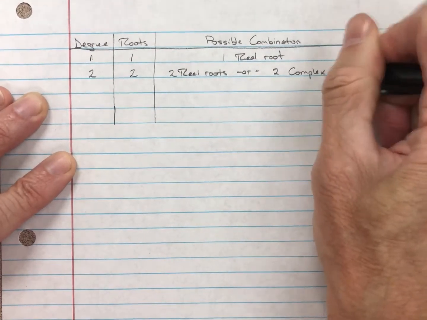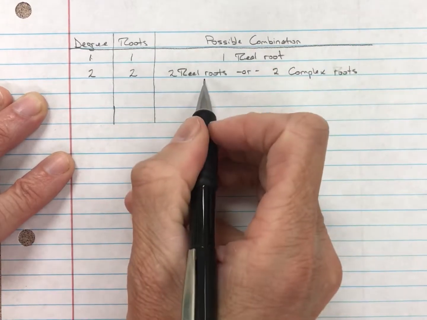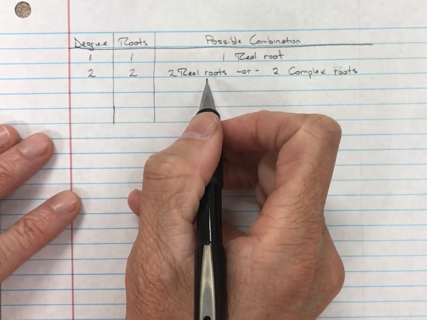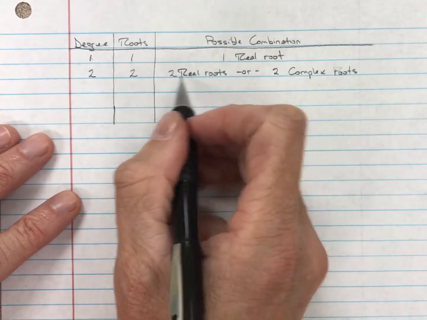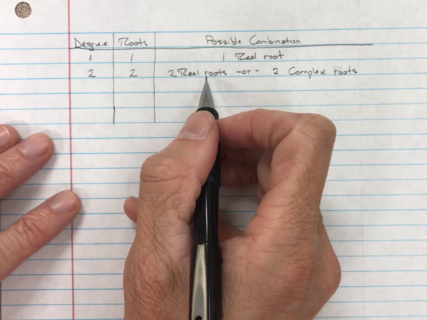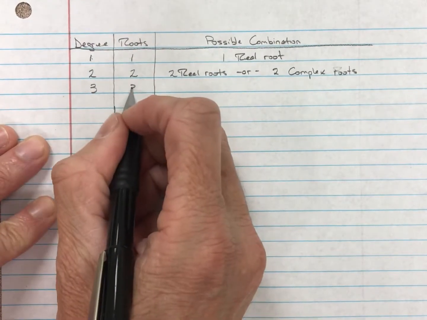Now remember, we saw in quadratics that the quadratic may just touch the x-axis, in which case your 2 real roots are both the same. Again, you could have a multiplicity of 2 here. So your 2 real roots will be the same root. Okay, a degree 3 polynomial has 3 roots.